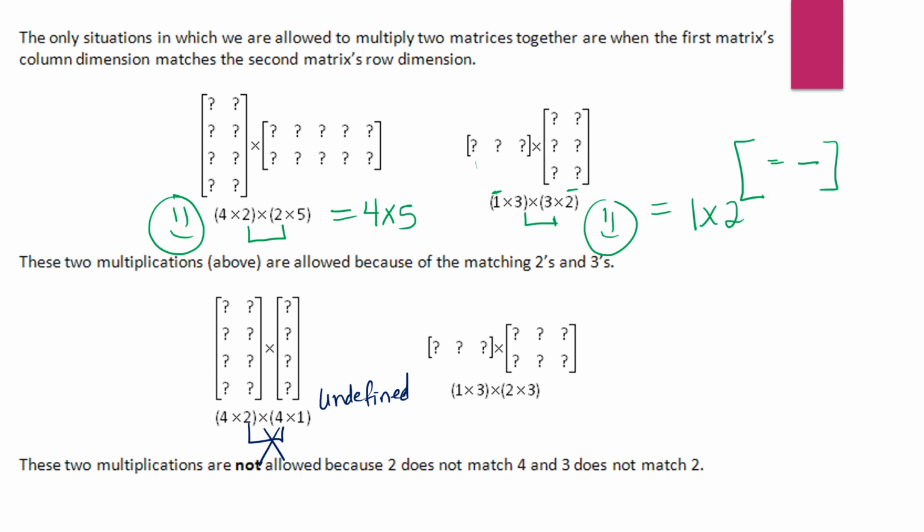And same with the next example, we have a 1 by 3 and a 2 by 3. The columns of the first do not match the number of rows for the second. So again, this cannot be multiplied.